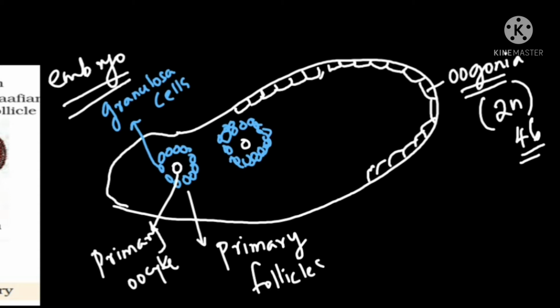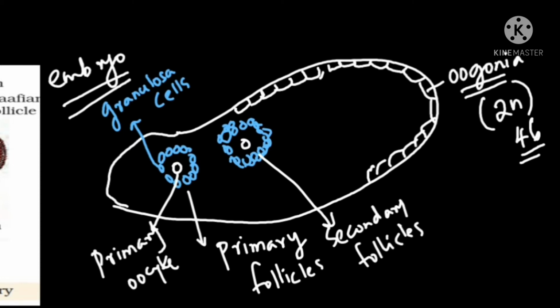So in the ovary like this, so many follicles are present. After that, one more layer of granulosa cells came. So now it will be called a secondary follicle. 60,000, 70,000 follicles will be there in the ovary. I have drawn only two here. So primary follicle, secondary follicle, now the baby is still a baby only.